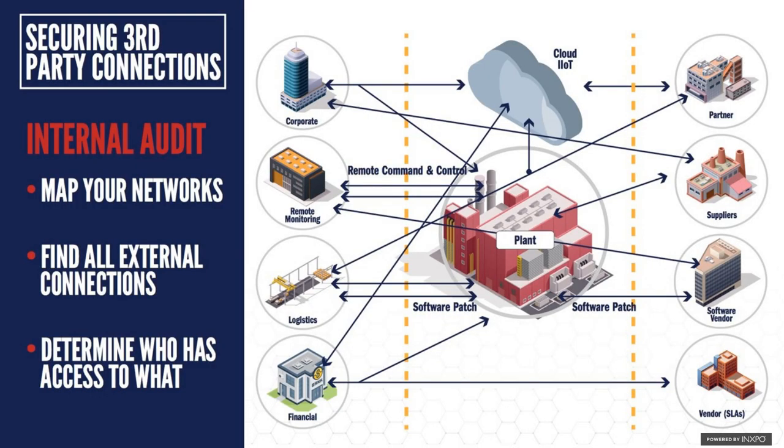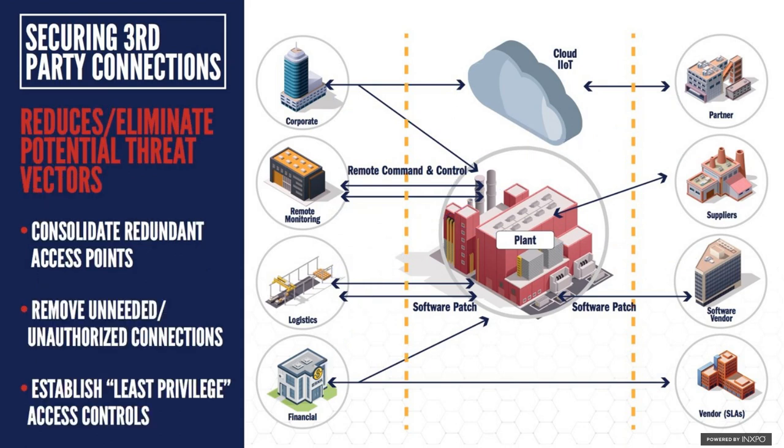Okay, so the first step is, well, what do I actually have out there? Who am I connected to? What are the reasons for connecting to me? What kind of information do they need to do their jobs? And what do I need to share with them? So you sort of do that audit. You map your networks, you find those external connection points, and you determine who has access to what, and then determine what's necessary. So once you've done that assessment, you see your network gets a lot cleaner.